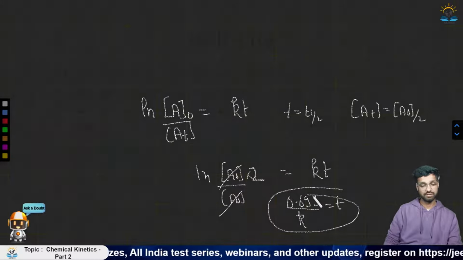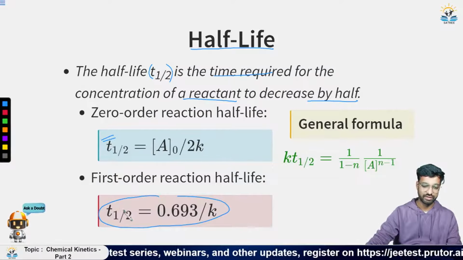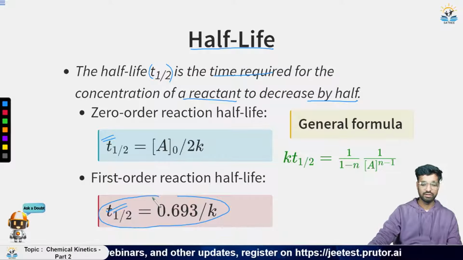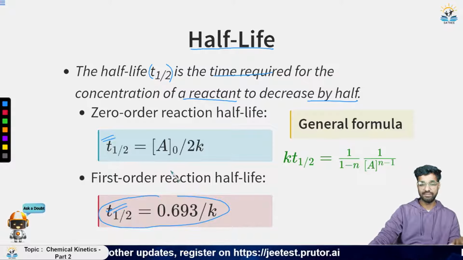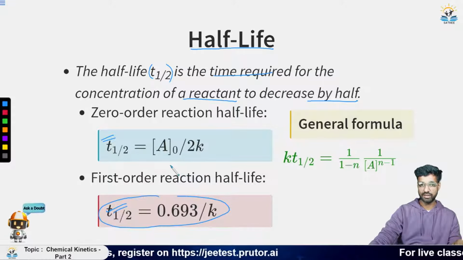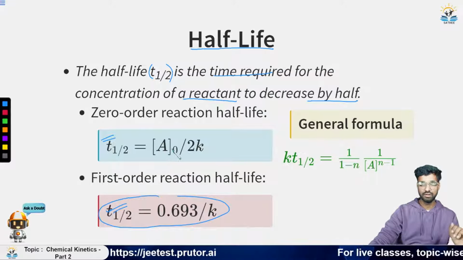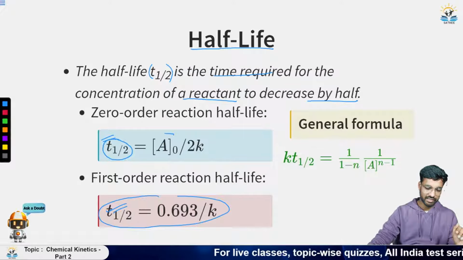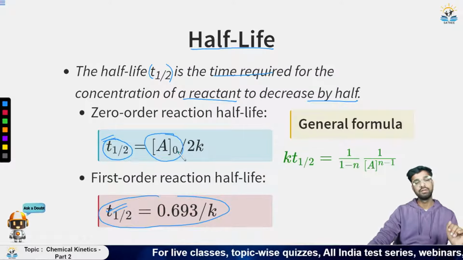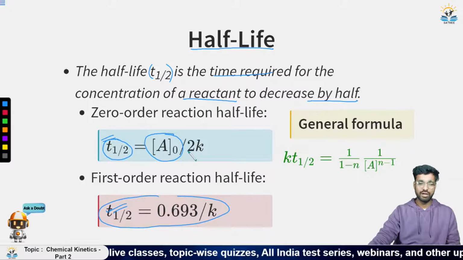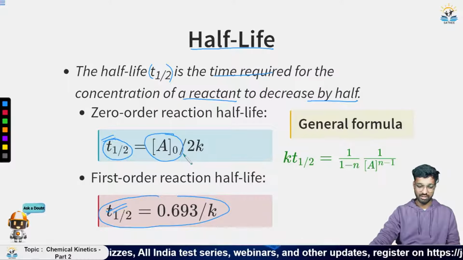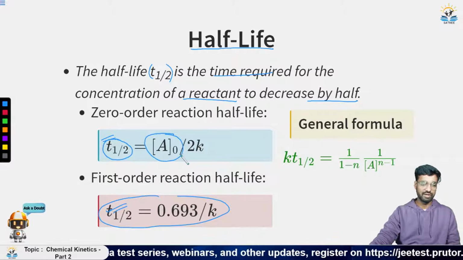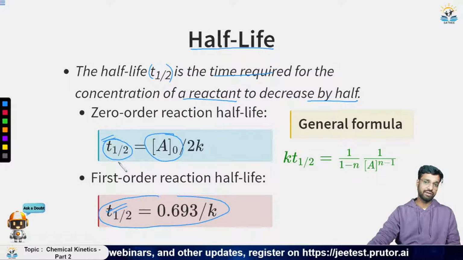So this is the half-life for the first order reaction. Now if you look at both these half-lives, you can compare one thing, that first of all the half-life of the zero order reaction is dependent upon the initial concentration. That is, suppose we take different concentrations of A naught, suppose we take 2 mole per liter, then 3 mole per liter, then accordingly this T half will change.